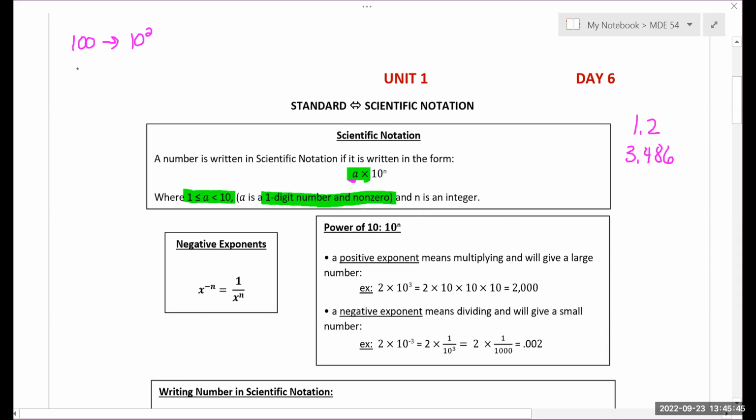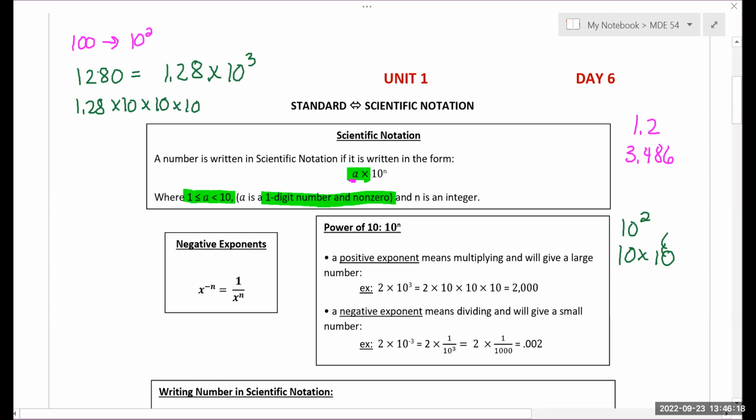So I might write 1,280 as 1.28 times 10 to the third, for example, in scientific notation. And we'll talk about how you get there. So with our powers of 10, if you have 10 to the second power, that's 10 times 10. It means multiply your number by 10 twice. So this is saying take 1.28 times 10 3 times, and that'll get you back to your original number.